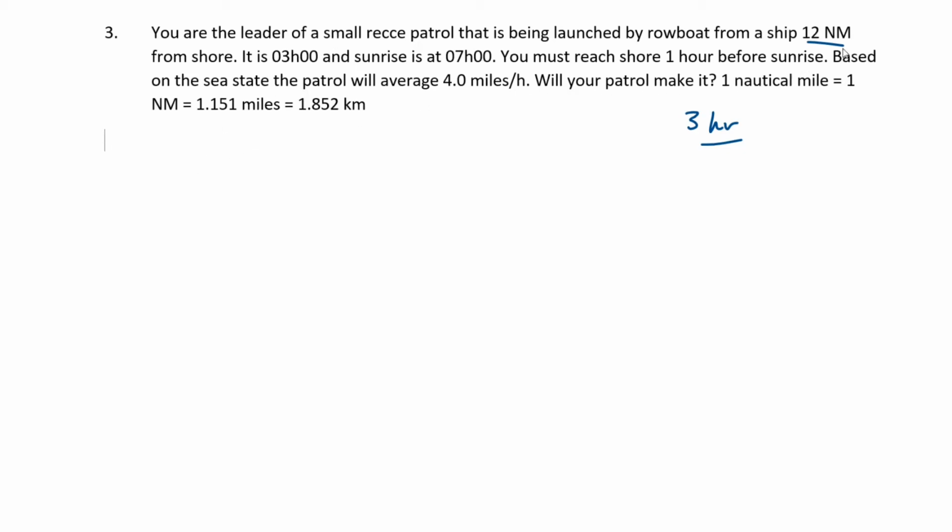Okay, so first let's just check how far this distance really is in the units that's going to give us the time that we're actually looking for. So 12 nautical miles, and we want to go from nautical miles into miles, so we're going to make sure that we have miles per nautical mile. And this is 1 nautical mile is 1.151 miles. So this gives us 13.812 miles.